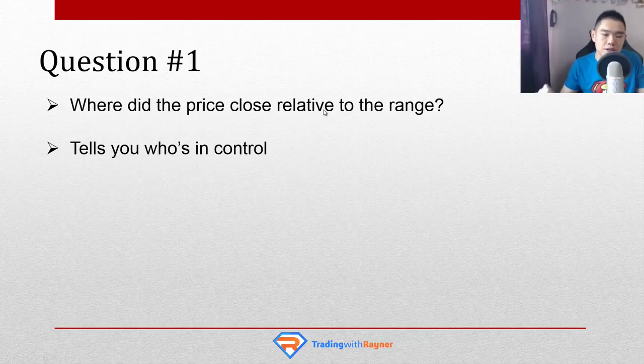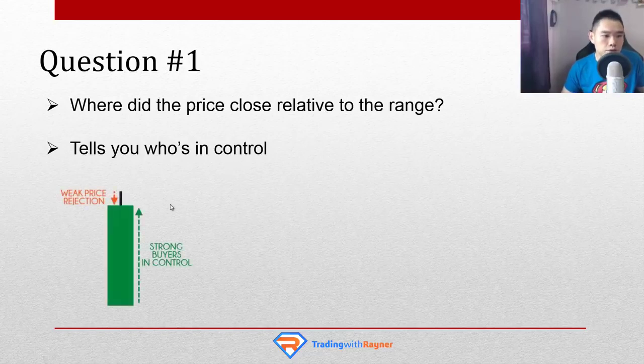Where did the price close relative to the range? The power of this question will tell you who's in control. Are the buyers in control, or the sellers in control, or nobody in control? Here's how it works. If you look at this green candlestick, it tells you that the price has closed higher for the time period. It opened over here, and it closed here.